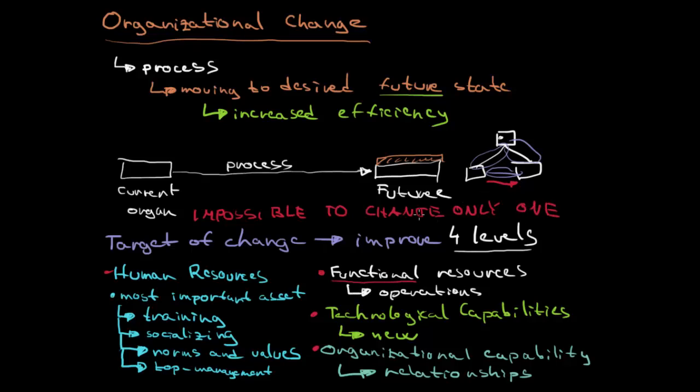So maybe we hire some new people, or we train them. Let's say we train our employees to be more efficient, and that will somehow affect our functional resources, or maybe some relationships, so that he will be promoted. So this was the introduction to organizational change, and I think it is best to remember that it is a process of moving from some current state to some desired future state to increase the efficiency, and that there are four levels at which we can try to do this.